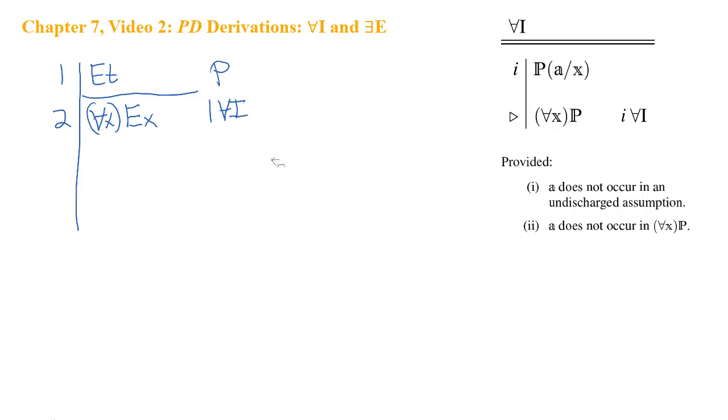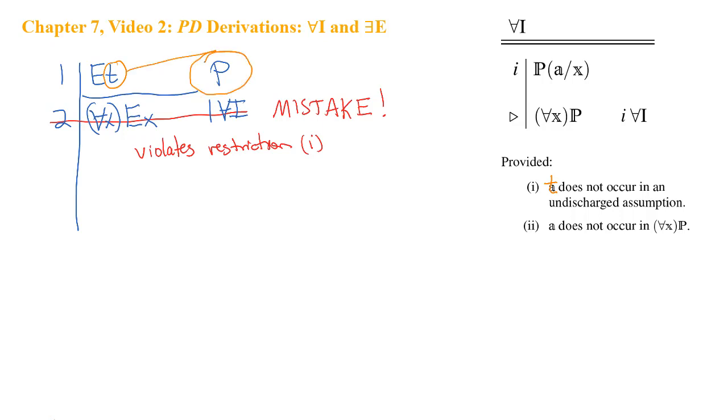Well, what's gone wrong? Clearly we've made a mistake. And it's because we've violated restriction 1. How does it violate restriction 1? Well, the constant that we replaced in the transition from lines 1 to 2 is t. And restriction 1 tells us that the constant we're replacing cannot occur in an undischarged assumption. So in this case, it means that t can't occur in an undischarged assumption. But clearly, t occurs in the primary assumptions, which are never discharged. So we have violated restriction 1, and it's a big mistake.